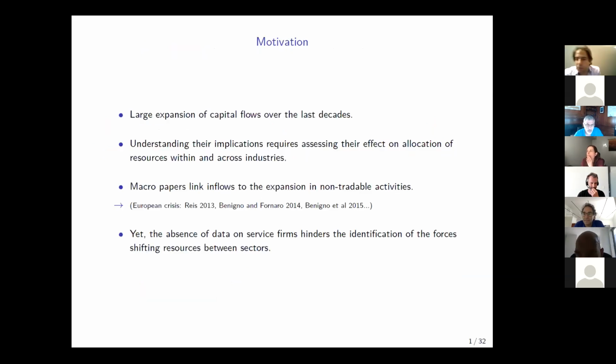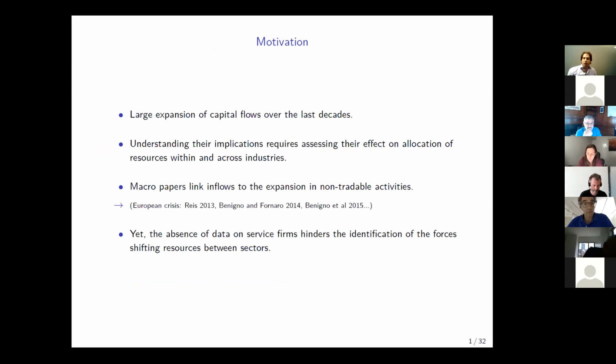Basically, what we want to study here is the effect of capital flows on the allocation of resources between sectors and within sectors. Understanding this requires a lot of data. In particular, you need firm-level data from the service sector. And that's the kind of data that has been very elusive.